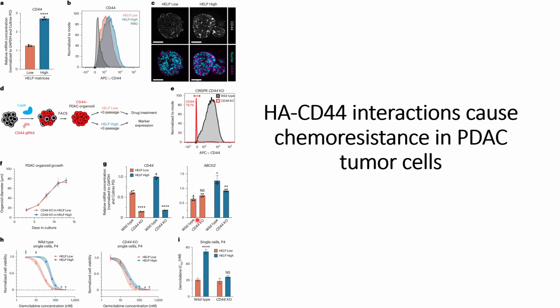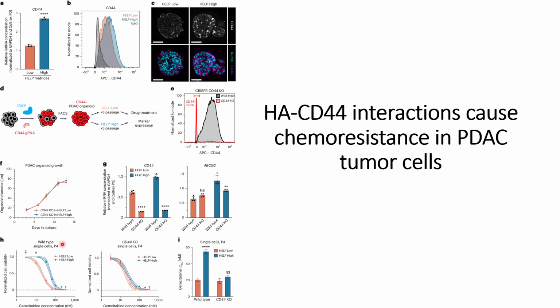in the low HA matrices, whereas in the case of high HA matrices, they can see that there is a statistically significant decrease in the CD44 knockdown case compared to the wild type case, indicating that CD44 also regulates the ABCG2 gene.